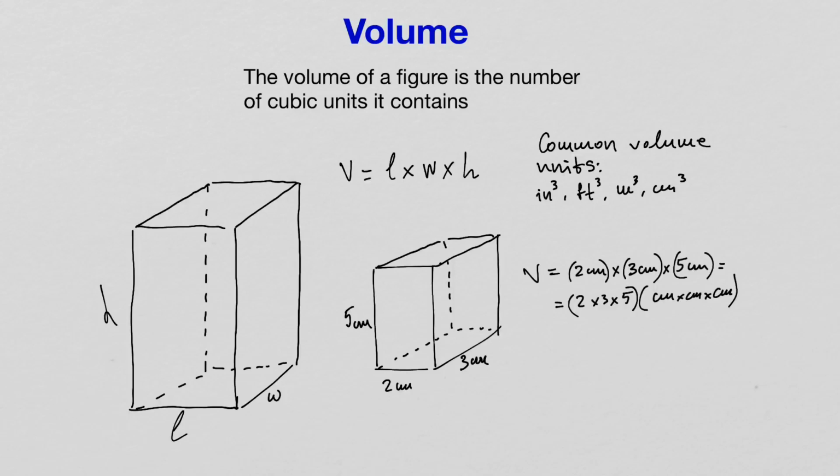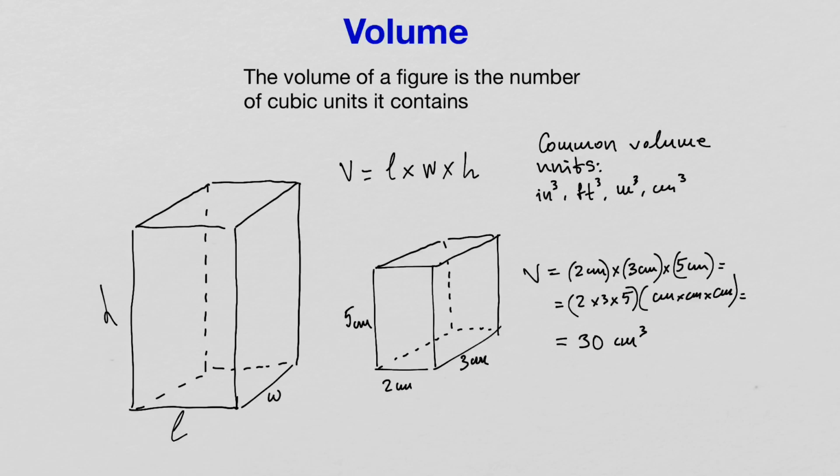So again, as I said, I'm going to multiply the values of these 3 dimensions, 2 by 3 by 5, and then separately I will multiply their units, so centimeters times centimeters times centimeters. And so the result of the multiplication is 30, and the units for volume here will be cubic centimeters. So again, centimeters times centimeters times centimeters, that is centimeters to the 3rd power, cubic centimeters. So this is how the volume is calculated of any shape.